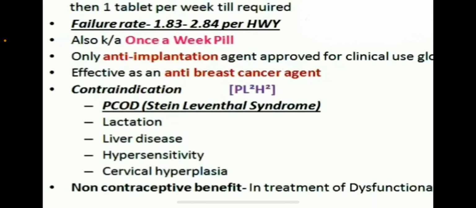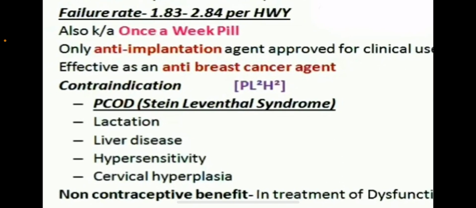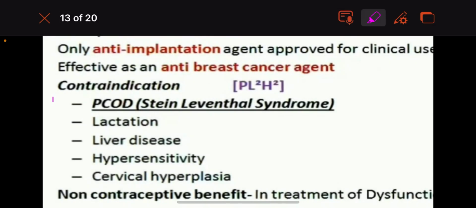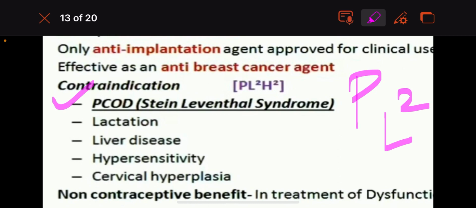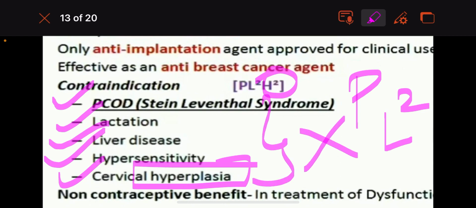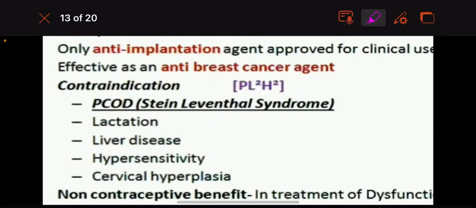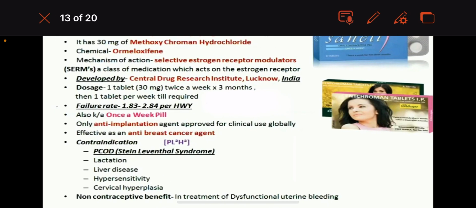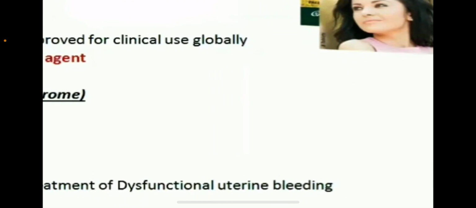Contraindications is P, L square, H square. So P for PCOD. When is it contraindicated? It is contraindicated in PCOD. L square, that is lactation and liver diseases. Then H square, hypersensitivity, and in cases of cervical hyperplasia. In such conditions, Saheli is contraindicated. What is the non-contraceptive benefit of Saheli? It is used in the treatment of dysfunctional uterine bleeding.